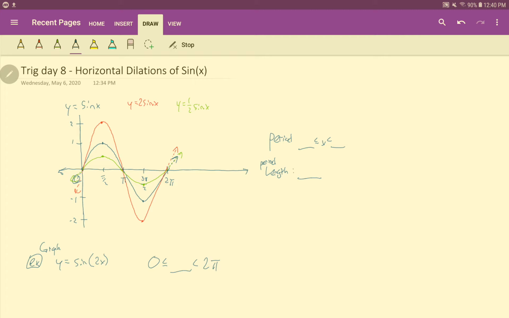So yesterday, right, we looked at changes in amplitude or vertical stretches of the graph of sine. So I have three different colors here, blue, red, and green, and those are all represented here on the graph. Okay, so you can see the different changes that those lead coefficients of 1, 2, and 1/2 make, how they affect the graph, right? You can see the stretch.